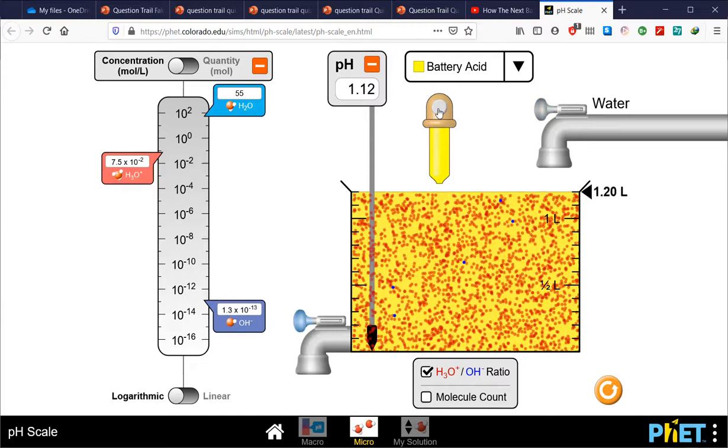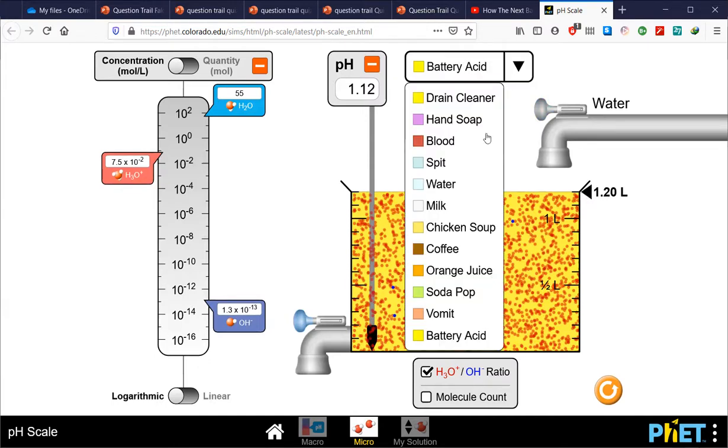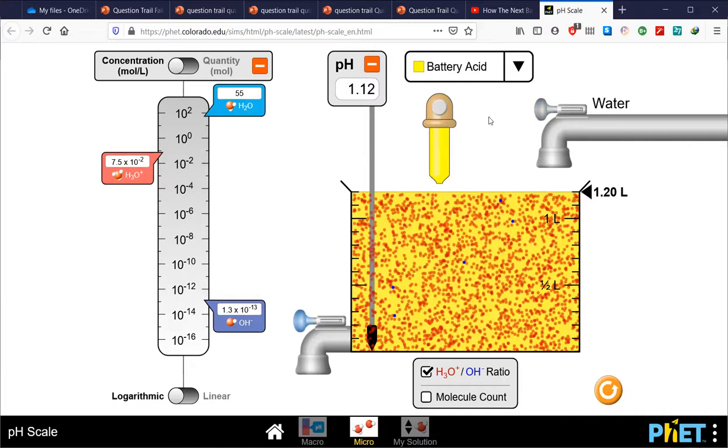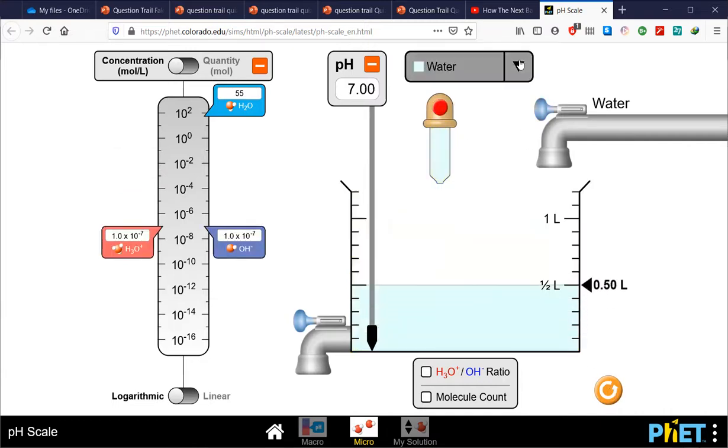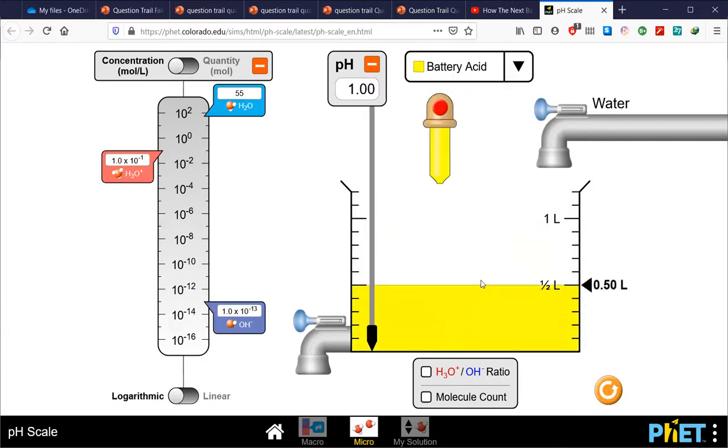And that was for 28. Put in the half liter of battery acid. Use the dropper to put in more. What happens to the molarities? Nothing. If you add more of the same thing, the concentration doesn't change. What happens to the pH? Nothing, because the concentrations aren't changing. If the molarities don't change, the pH, fill in the blank, doesn't change.